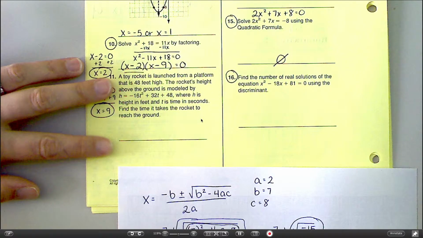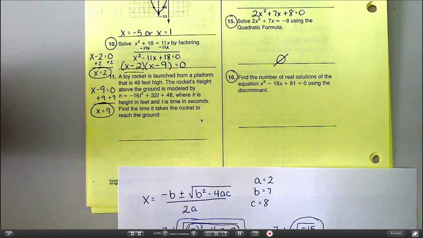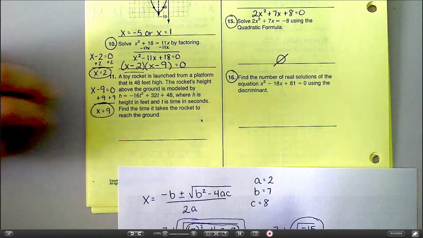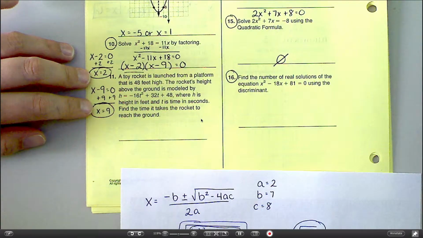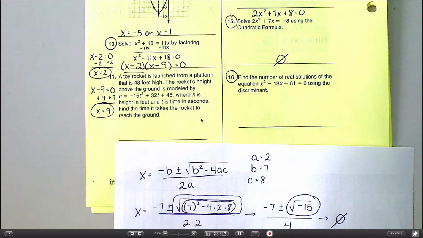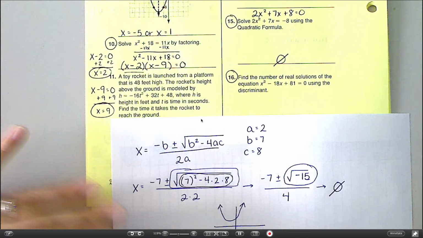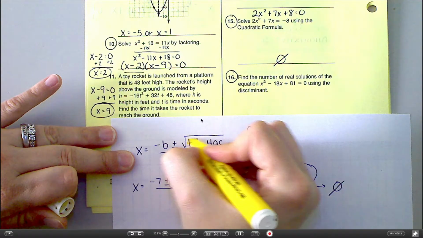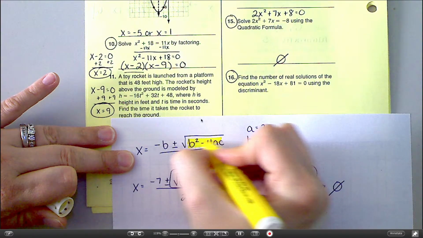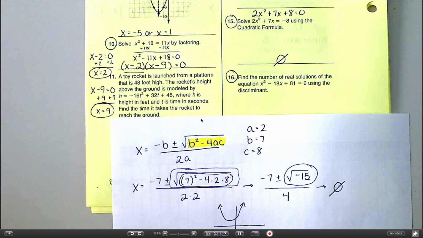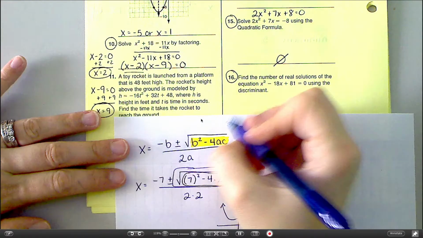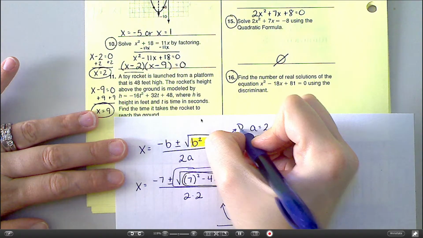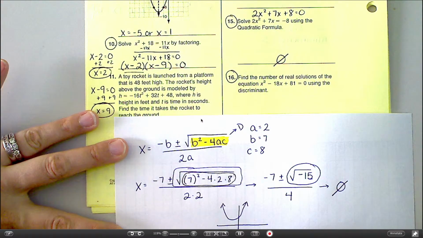Okay, 16 says find the number of real solutions using the discriminant. Do you remember what the discriminant was? Well, the discriminant tells you how many solutions you have. And it's just this piece of the quadratic formula. You know how just a second ago I told you to type that piece in without using the square root symbol? That is the discriminant. So it's just b squared minus 4ac.